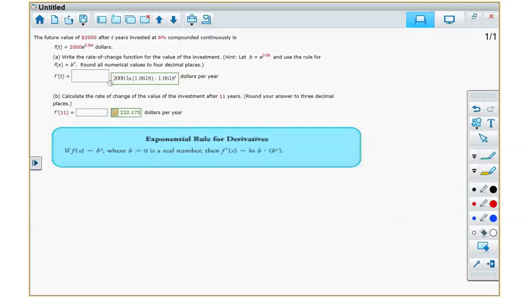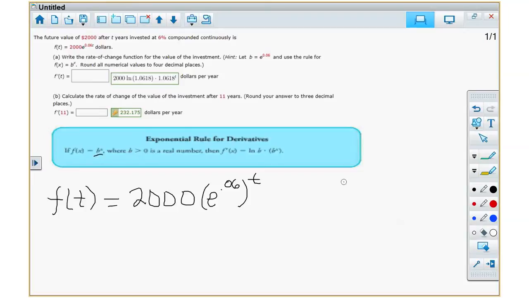So, you're going to rewrite this as f of t is equal to 2,000 e to the 0.06 raised to the t power. Okay, now you've got a constant raised to the exponential, which is what this is right here. So we need to rewrite it. B is e to the 0.06.